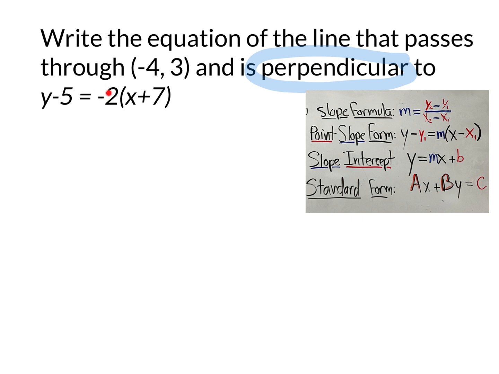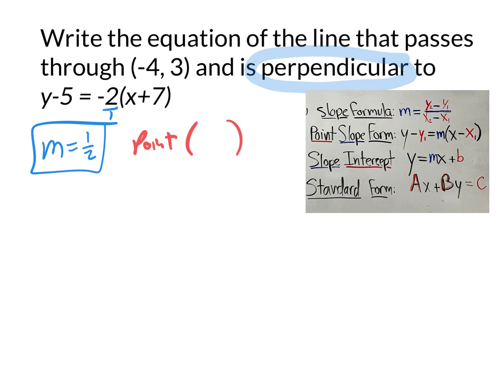So this slope right here is negative 2, and technically it's negative 2 over 1. But my slope, if it's perpendicular to this one, is going to be an opposite reciprocal slope. So you're going to change that to a positive, and you're going to flip it, and it's going to become 1/2. So our slope is positive 1/2. So on this equation, what do I really give you? I give you a point, the point negative 4 comma 3, which is a x1, y1, and a slope.